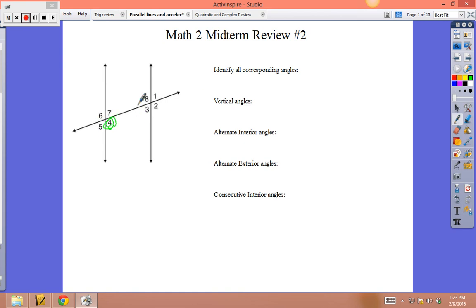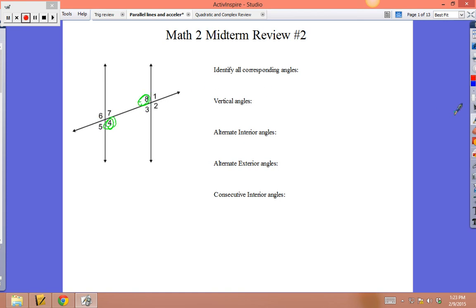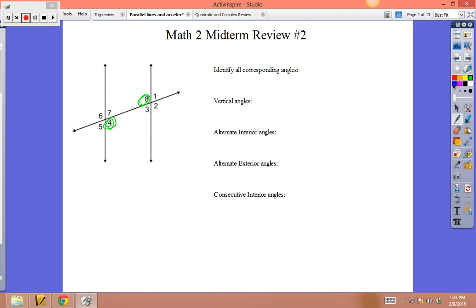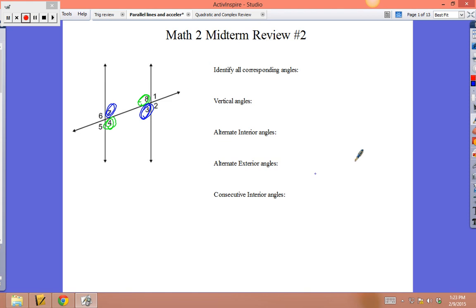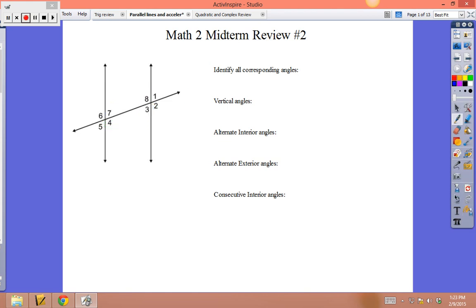Alternate interior, 4 and 8 are alternate interior. And then the other pair is 7 and 3. Alternate exterior would be 5 and 1. And then the other pair would be 6 and 2.